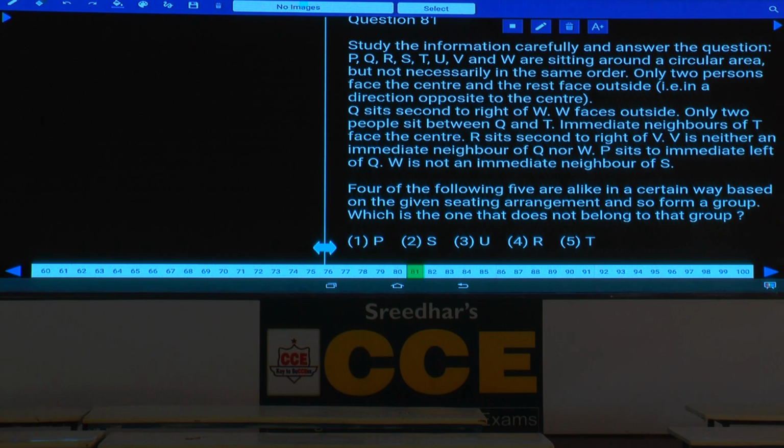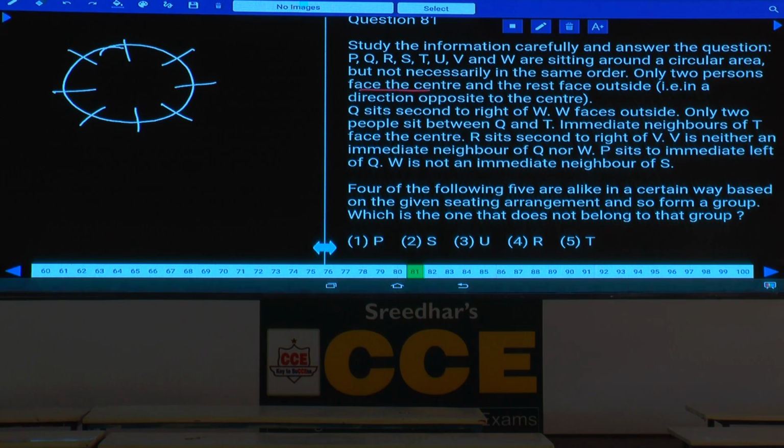Now question numbers 81 to 85, P, Q, R, S, T, U, V and W are the 8 persons seated around a circular table. 1, 2, 3, 4, 5, 6, 7, 8. 8 persons seated around a circular table, isn't it? Among these, only 2 persons are facing the center, and the remaining 6 are facing away from the center. 2 are facing the center, 6 are away.